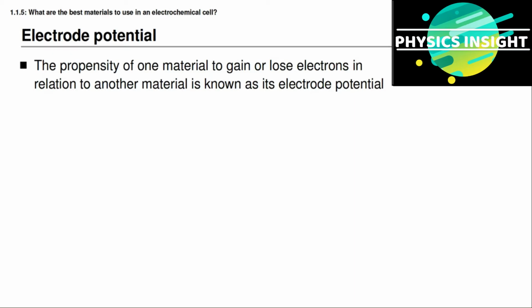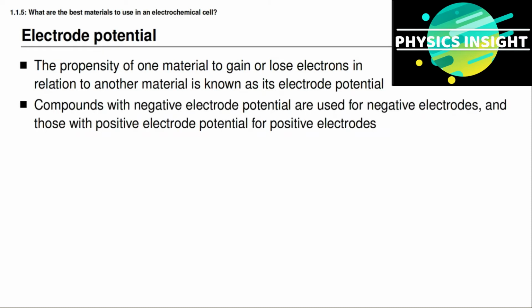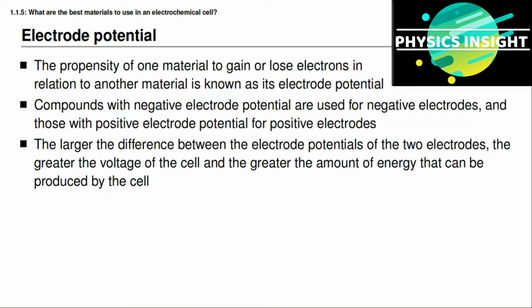In order to talk about battery cell voltage, we must first understand electrode potential. The propensity of, or a natural inclination of, one material to gain or lose electrons in relation to another material is known as its electrode potential. Compounds that have negative values for electrode potential with respect to some reference material are used for negative electrodes. And compounds that have positive values of electrode potential with respect to some reference are used for positive electrodes. And the larger the difference between the electrode potentials in the negative and positive electrodes, the greater the voltage that will be developed by the cell, and hence the greater the amount of energy that can be stored by the cell, everything else being equal.